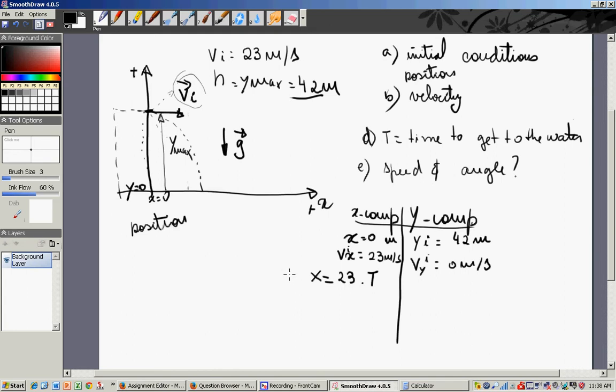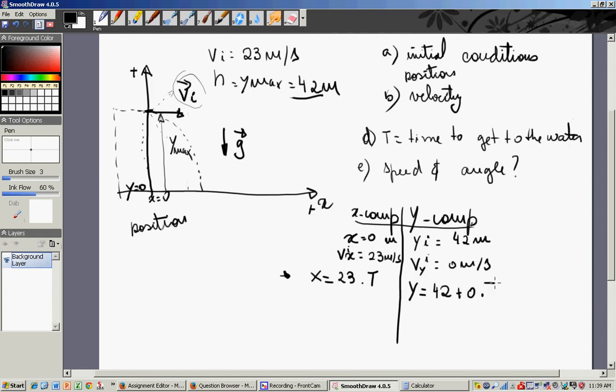Now, what is the initial velocity in y? The initial velocity in y is 0. When you project this vector onto the y direction, it projects none. Okay. What are the equations that help you to solve this type of problem?